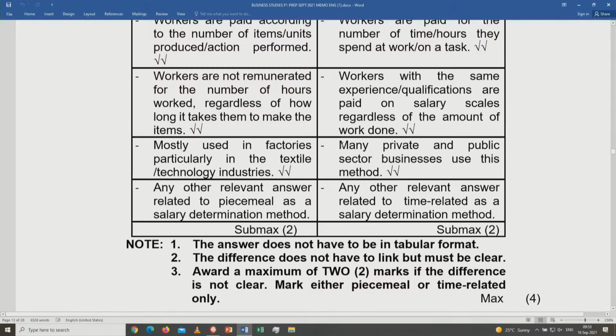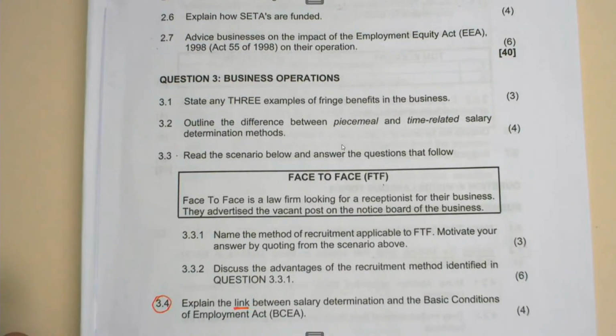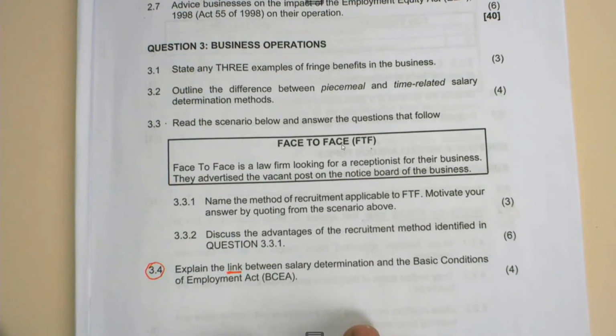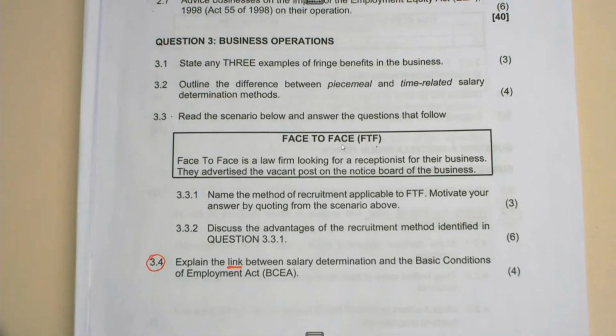Okay, let's go back to the question paper. Let's look at 3.3 now. Read the scenario below and answer the questions that follow. Face-to-face, FTF. Before we go to the questions, face-to-face is a law firm looking for a receptionist for their business. They advertise the vacant post on the notice board of the business. That is a scenario. Now, look at the question.